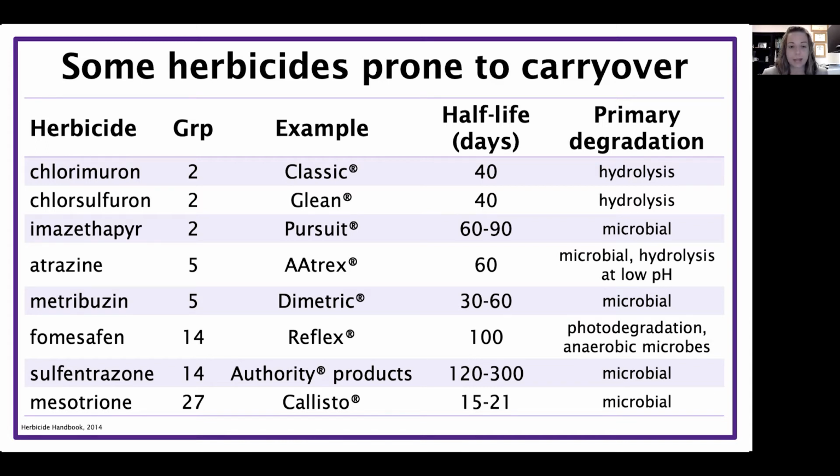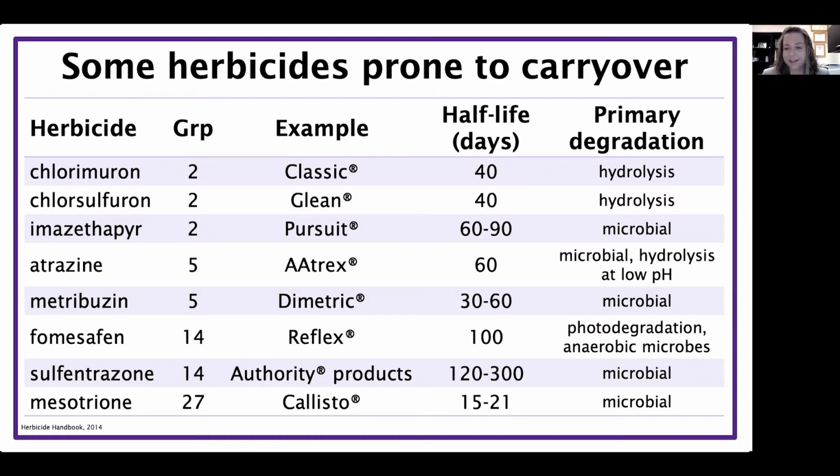Moving down the list, we have a couple of group 5 herbicides in atrazine and metribuzin, fairly similar in terms of the possible ranges of their half-lives, and both primarily microbially degraded, although we mentioned before there is some hydrolysis at low pHs. The next group of herbicides on this list would be our group 14 products, our PPO inhibitors, things like Reflex and Authority. They have even longer half-lives.